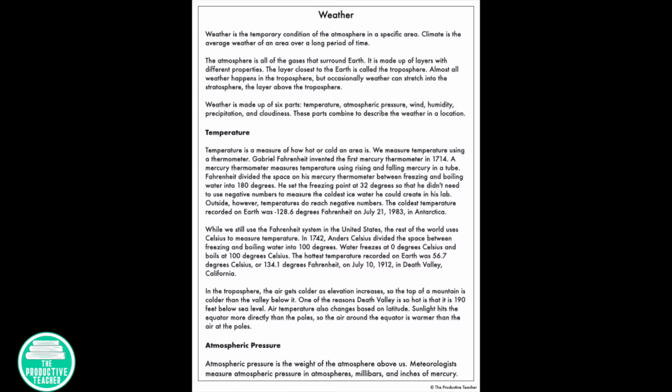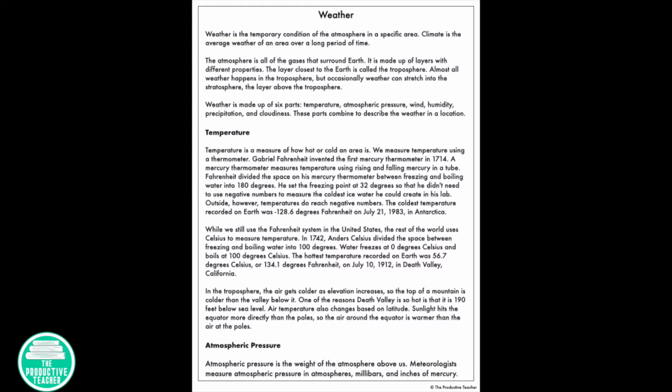The layer closest to the Earth is called the troposphere. Almost all weather happens in the troposphere, but occasionally weather can stretch into the stratosphere, the layer above the troposphere. Weather is made up of 6 parts: temperature, atmospheric pressure, wind, humidity, precipitation, and cloudiness. These parts combine to describe the weather in a location.